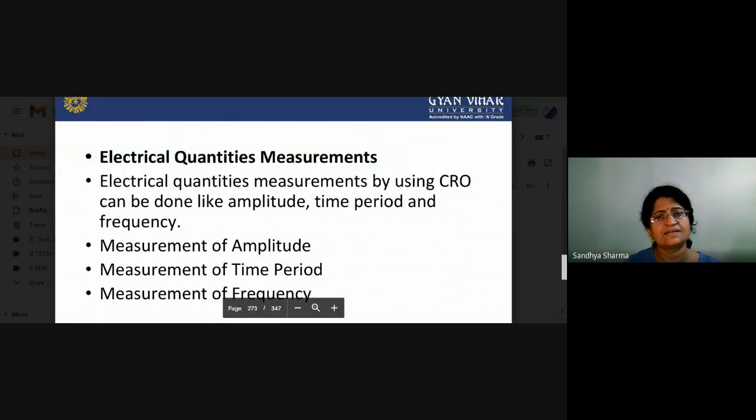Now we will focus on what types of electrical quantities we can measure. Electrical quantity measurement using the CRO can be done for quantities such as amplitude, time period, and frequency. So you can measure the different electrical quantities: measurement of amplitude, measurement of time period, and measurement of frequency. It is a very important feature.